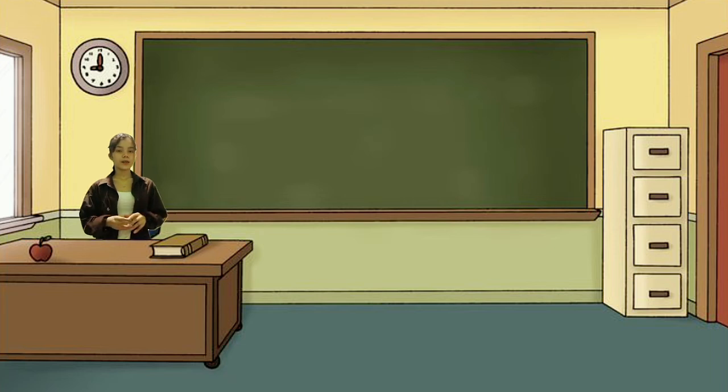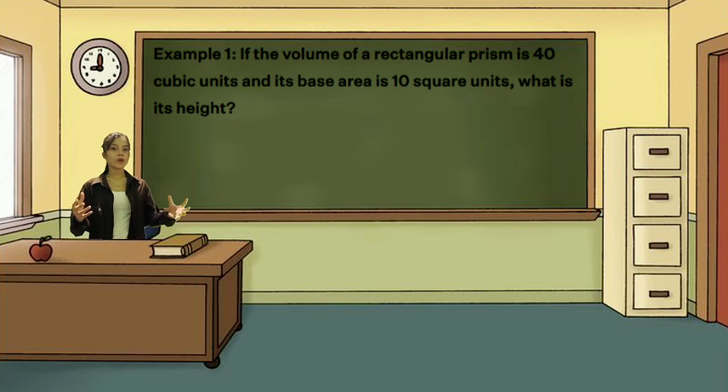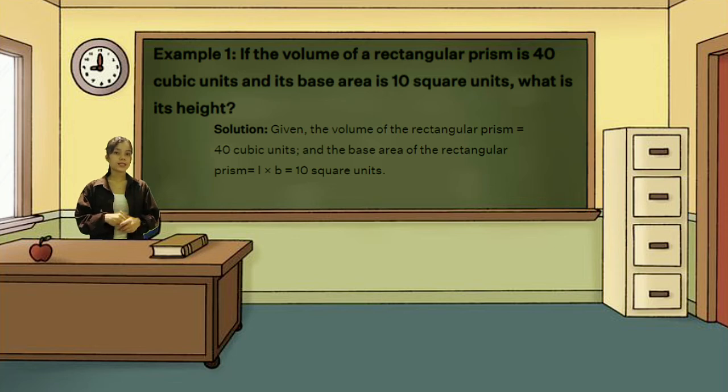So I have another example here, another problem. If the volume of our rectangular prism is 40 cubic units and its base area is 10 square units, what is its height? So in this problem, let's find the height. Given the volume of the rectangular prism is equal to 40 cubic units, and the base area is equal to 10 square units.